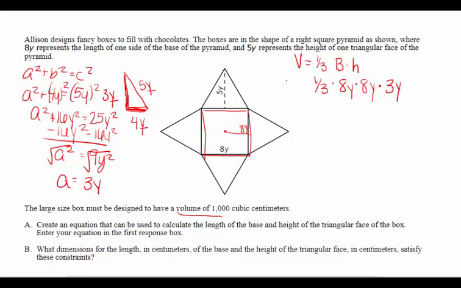So for our volume, for part A, we need to write an equation for volume. So all we have to do is simplify this. 1/3 times 8 times 8 times 3 will give you 64. If you're not sure, you can always use the calculator to plug that in.